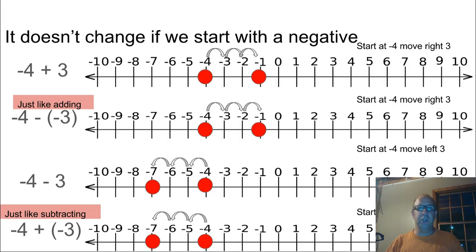And it doesn't change if we start with a negative number. Negative 4 plus 3 starts at negative 4 and moves to the right 3. Negative 4 minus a negative 3, if you remember, is just like adding. So you start at negative 4 and move to the right 3. Negative 4 minus 3 starts at negative 4 and moves to the left 3. While negative 4 plus a negative 3 is just like subtraction. So adding a negative is just like subtracting. So we start at negative 4 and move to the left 3.